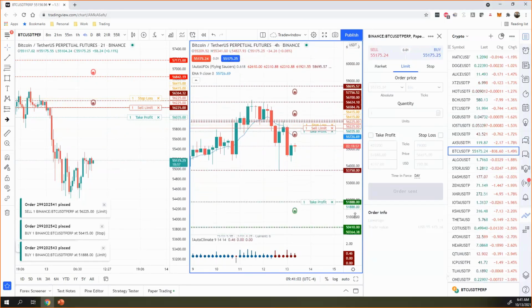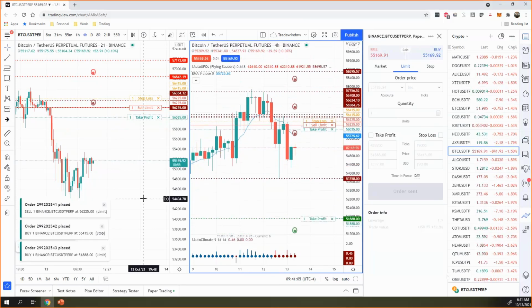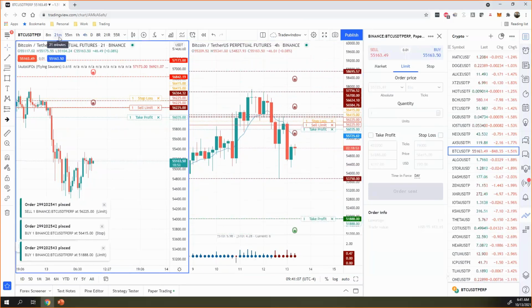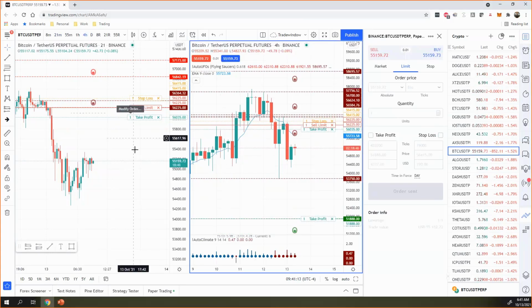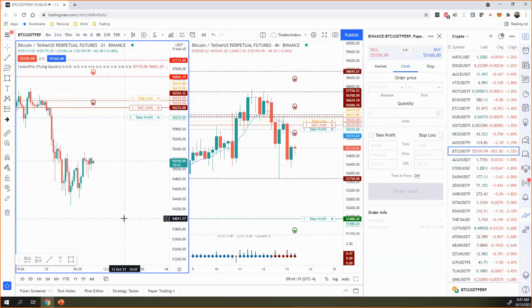Okay. So that's that setup on Bitcoin on the 21 minute with the 4-hour chart. So it's the same exact setup, the same exact analysis. When you see it on your computer, I'm going to see it on my computer, right? Or tablet or phone, whatever it is. It's all good.